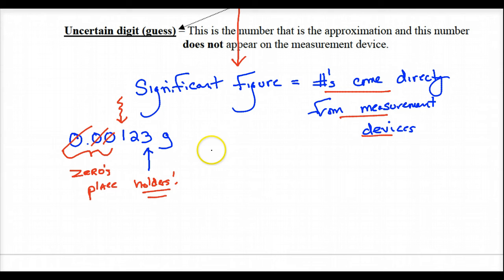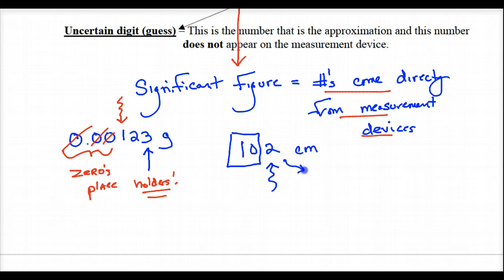Now, what about zeros in between other numbers? Like, for instance, if I had 102, let's say, centimeters. Well, clearly this is my guess, the last number, right? So these two had to come from the measuring device to get to the guess. So therefore, this would have 3 significant numbers, just like this one has 3 significant numbers. So this 0 is a sandwich 0. A sandwich 0 is always significant because it's around other numbers that definitely come from the measurement device.